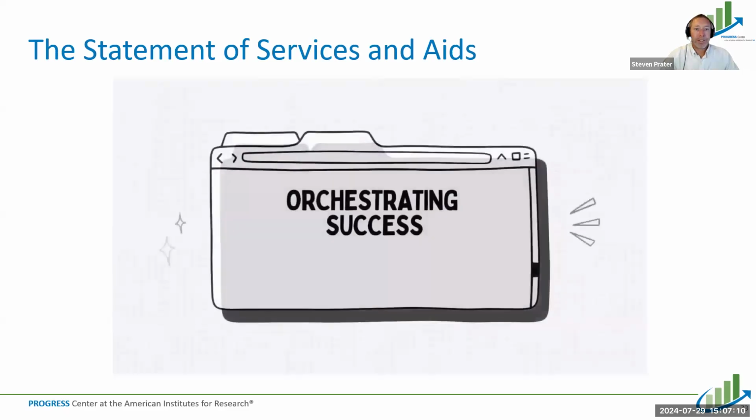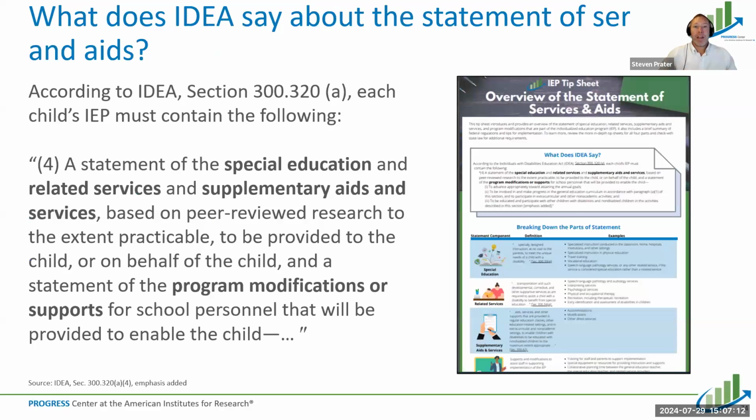All right. Oop, there we go. So just like that video says, the statement of services and aids, all four of these areas need to work together. Just like the parts of the IEP, all of these things need to work together as well for that student, for what that student needs.